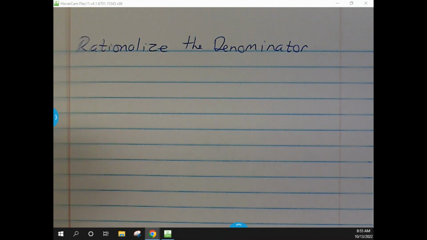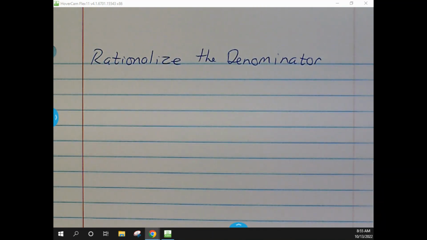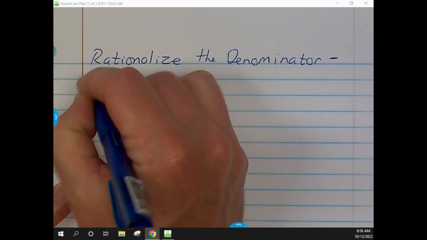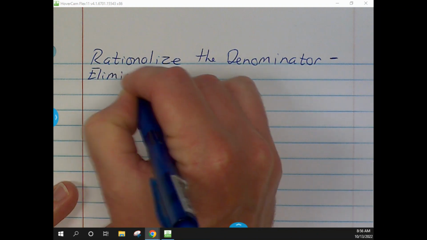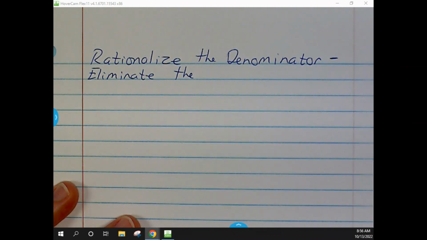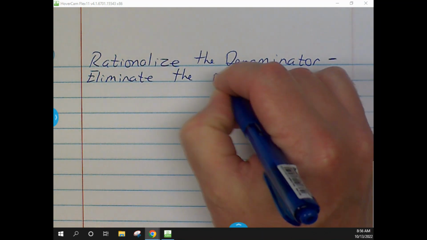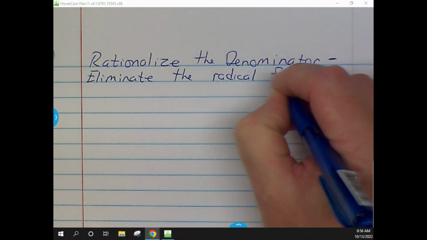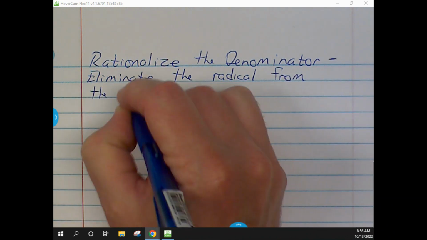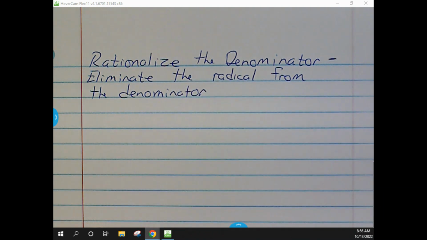Okay, so again, if you want to just write this on the back of this sheet, that's fine. I'm just doing this to keep everything straight, because if I don't, the lines get crooked and then it's just ugly. So when you rationalize the denominator, what that really means is you're going to eliminate the square root, the radical, from the denominator. I'm going to give you the long way, then we're going to give you the shortcut you can do as well. So you're going to eliminate the radical from the denominator.